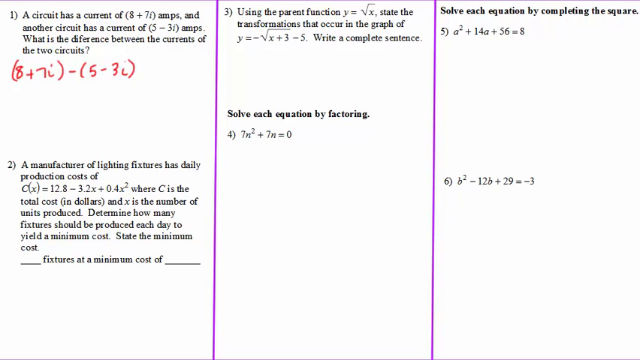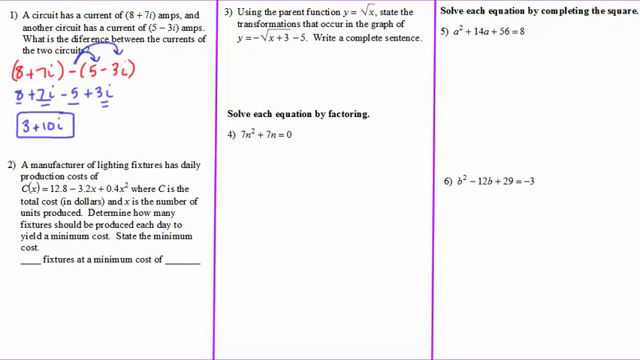So make sure that you remember that when we have to subtract, we distribute the negative sign through our parentheses so that we have 8 plus 7i minus 5 plus 3i. And from there we just have to add like terms. 8 minus 5 is 3. 7i plus 3i is 10i. So 3 plus 10i is our answer.